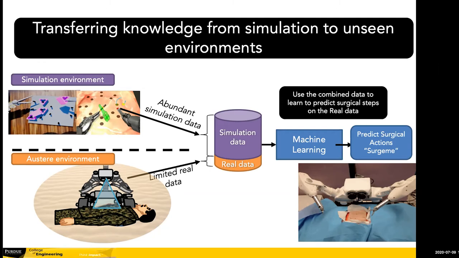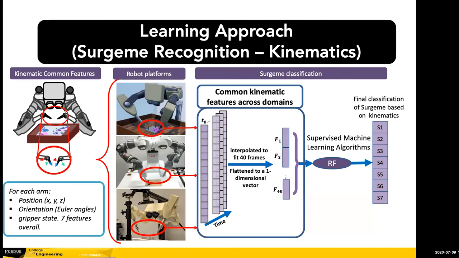So we explored these different types of scenarios and different types of robots. We conducted this task and created features, which included kinematic features and visual features. These are only the kinematic, as you see, where we use overlapping windows, and within the windows we concatenated the trajectories, the kinematic information of the tooltips, resampled it, sent that to a supervised machine learning algorithm, and tried to predict the surgemes.